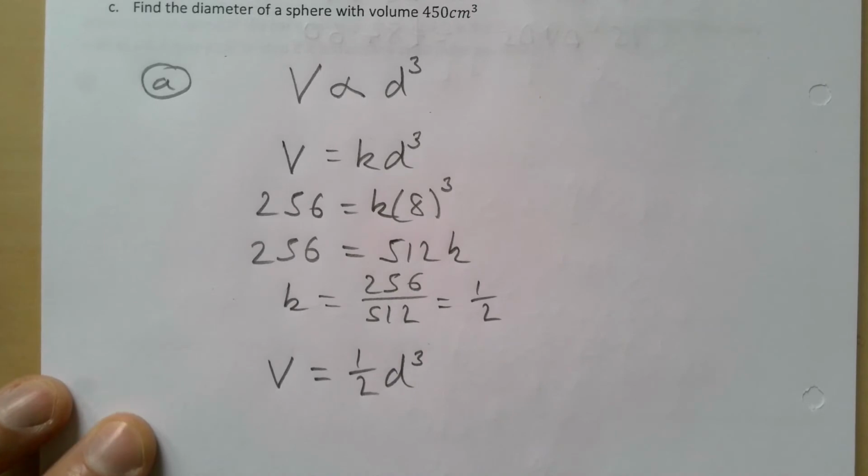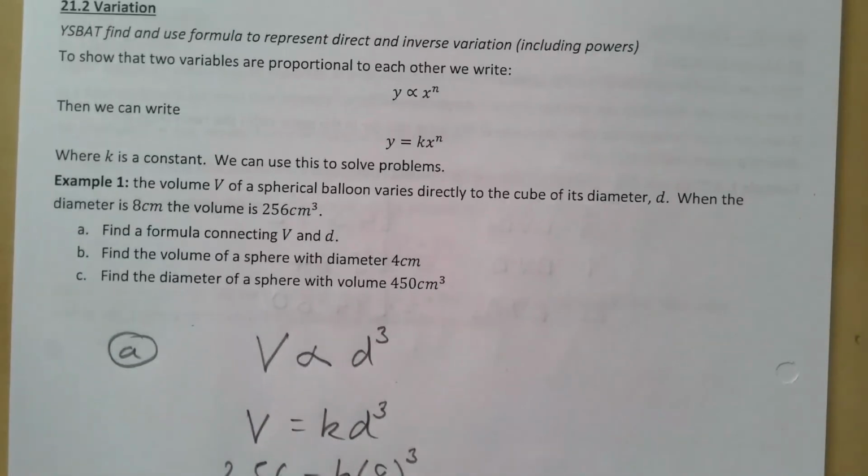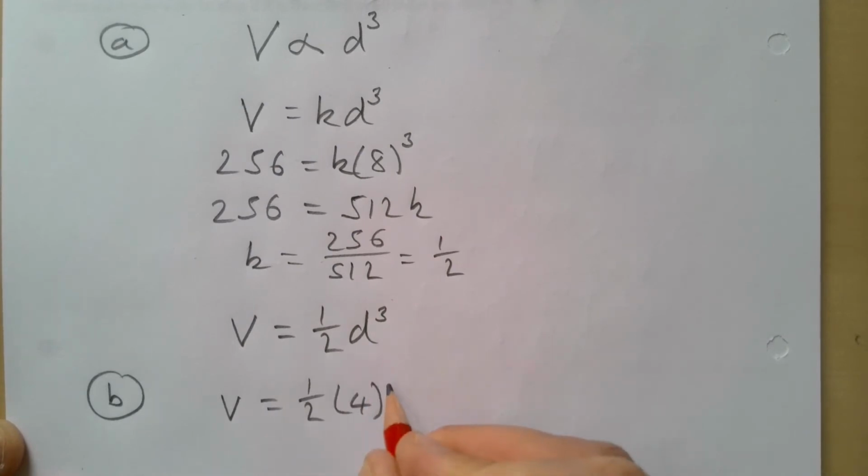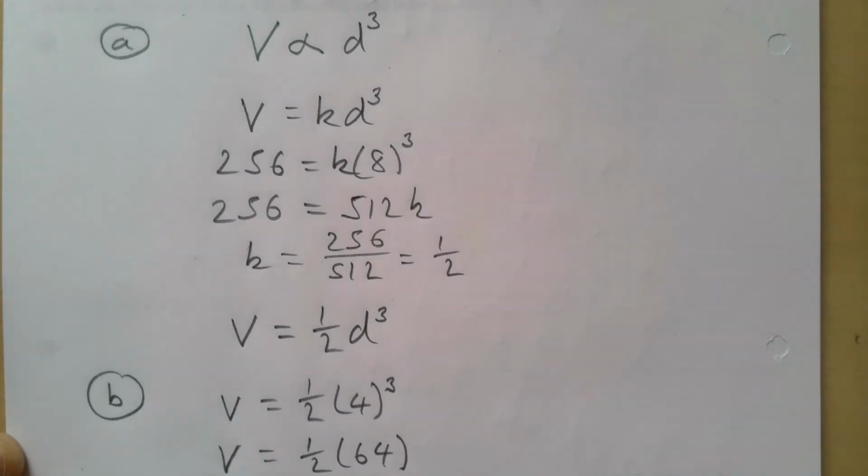And we can now use this to work out part B and part C. Part B says find the volume of a sphere with diameter 4. V equals a half times 4 cubed, V equals a half times 64. You can just stick it into a calculator if you want, or whatever way you want to do it. That's 32 centimeters cubed.